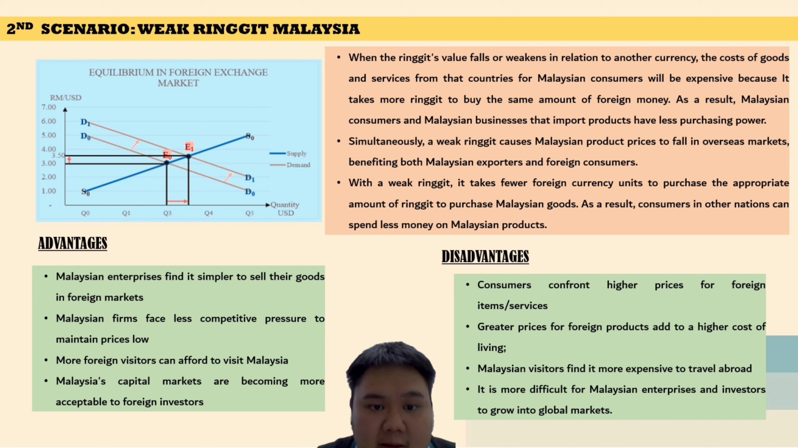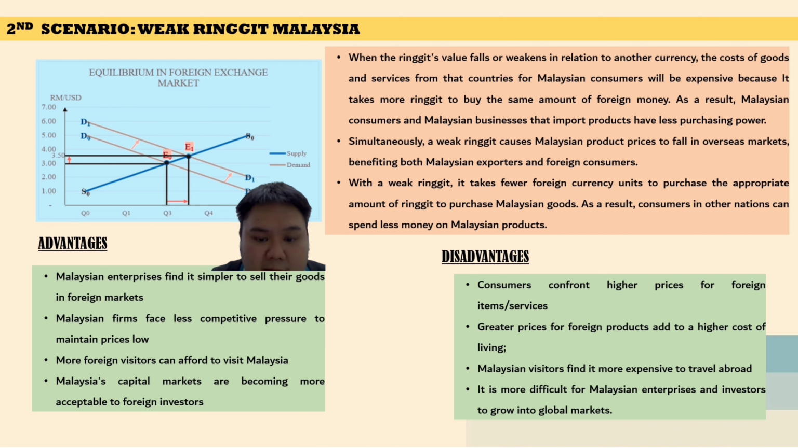So we can see the impact of foreign exchange rate movement on export proceeds and import payments when ringgit Malaysia becomes weaker. Now we will discuss the advantages and disadvantages from that scenario. The advantage when there is a weak ringgit Malaysia is Malaysian enterprises find it easier to sell their goods in foreign markets because people in other countries will need less foreign currency to convert to ringgit Malaysia. Therefore, they will be interested to buy our products since they are cheaper.